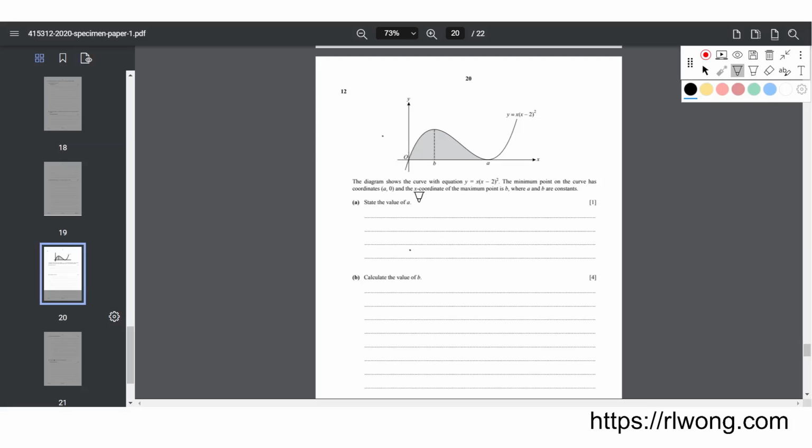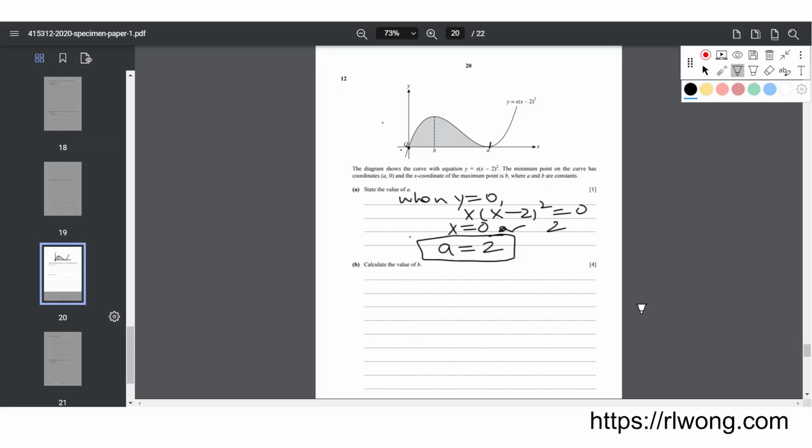If you look at this, at point a, y is equal to 0. So when y is 0, (x minus 2) squared is equal to 0. So x equals 0 or 2. But we know that a is not 0 because 0 is here. So a is equal to 2. Or if you know directly, you can just write a equals 2, because the question only asks you to state. Just write a equals 2 if you can see it directly.